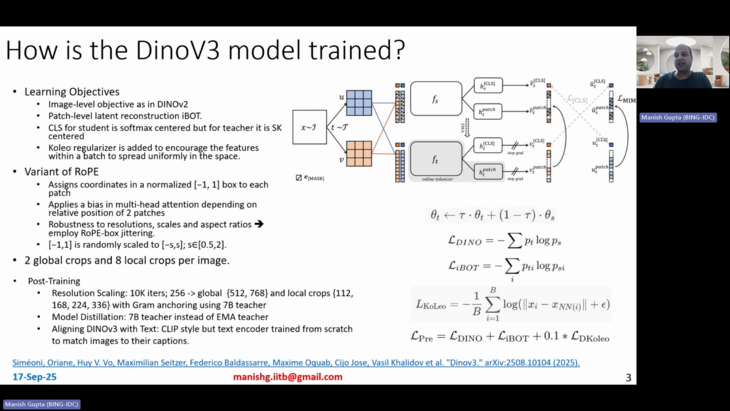So there's a special kind of normalization, Sinkhorn-Knopp normalization, which is basically used on the teacher side. Okay. Now, one other loss that you see here is the Koleo loss. And the Koleo loss is basically applied as follows.